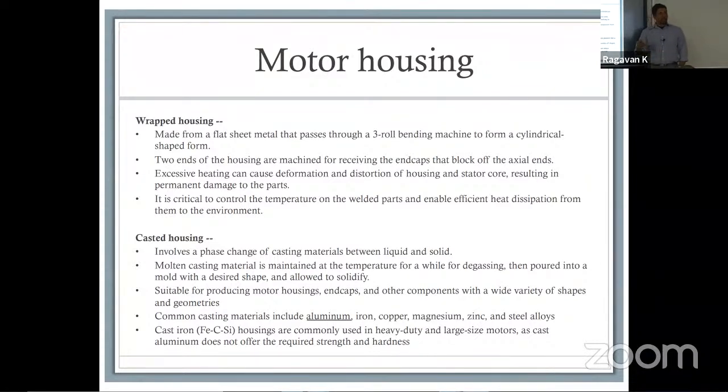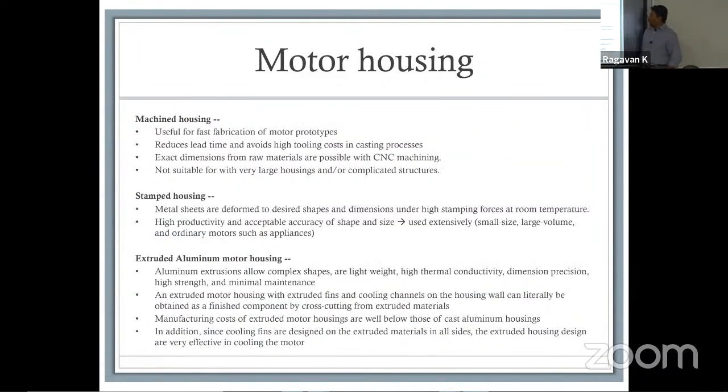For a prototype, you might find much more expensive but much faster ways of doing this, because casting has a tooling cost associated with it. Cast iron, oftentimes iron carbon silicon housing, is typically used for heavy duty applications for large size motors. Next, you have mechanical stamped housing and extruded aluminum motor housing. Why are these important? Every one of them has a very significant role, like I said. Machine housing might be used for fast fabrication. You want to create a prototype?